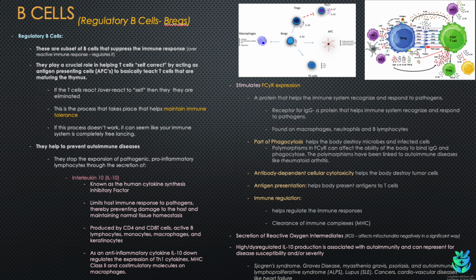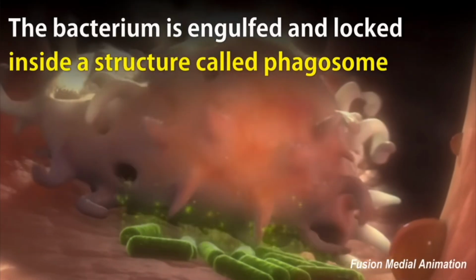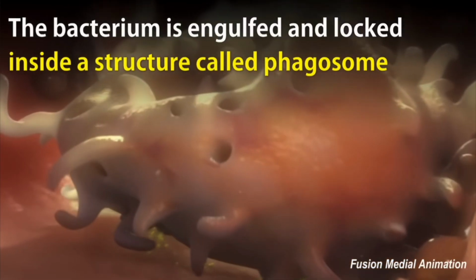Regulatory B cells also stimulate the Fc gamma receptor expression. This is a protein that helps the immune system recognize and respond to pathogens. It is a receptor for the IgG, which is a protein that helps the immune system recognize and respond to pathogens. IgG can also cause autoimmune conditions, be behind it, as well as allergic reactions. They are found on macrophages, neutrophils, and B lymphocytes. They're also part of phagocytosis. And remember, this helps the body destroy microbes and infected cells.